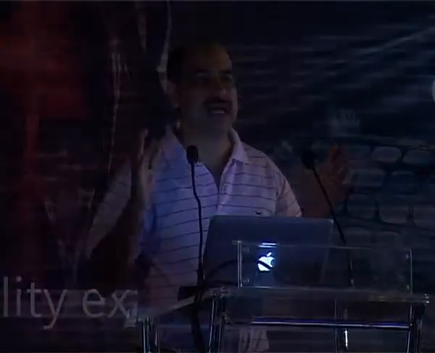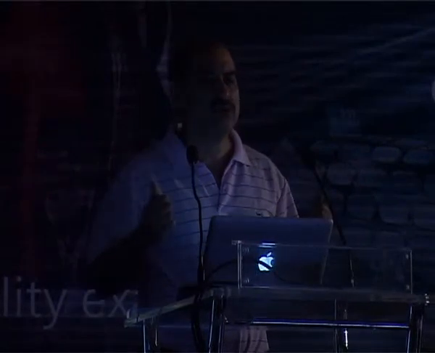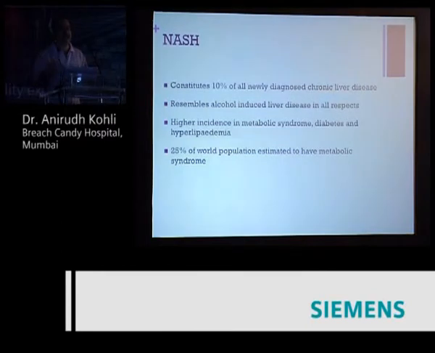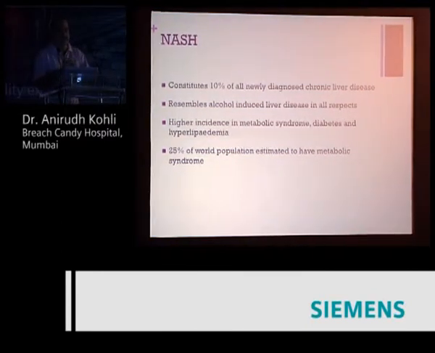We're fairly late. The reason why we're looking at fat in the liver is very simple, and that's because of non-alcoholic steatohepatitis. Today it constitutes about 10% of all newly diagnosed chronic liver disease. It resembles alcohol-induced liver disease in all respects. That means it progresses to cirrhosis. You can get HCCs. Its whole clinical pattern is very, very similar.